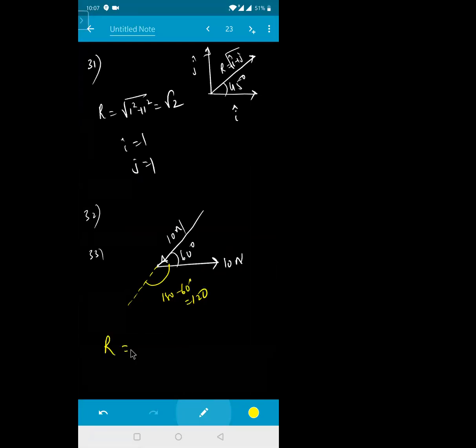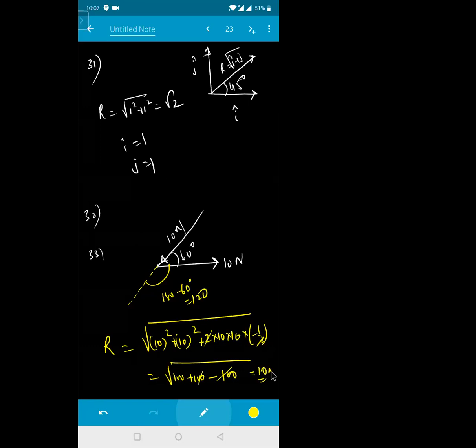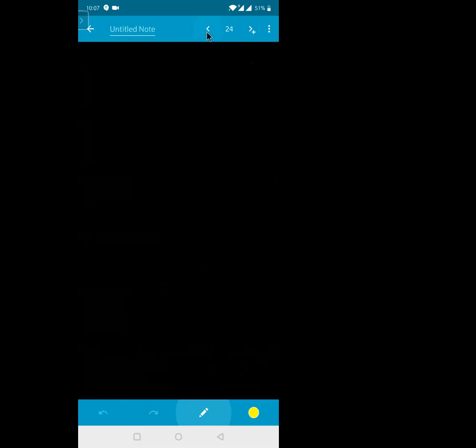So the resultant is the square root of 10 squared plus 10 squared plus 2 into 10 into 10 into cos 120. Cos 120 is how much? Minus 1 by 2. The 2 and this 2 cancel, so simplify it and we get the answer. How much is the total? 10 squared is 100 plus 100, plus minus minus, this one is 10 into 10. This will be equal to 100. So root 100 means this will be equal to 10 Newton. Okay? 32 is over. 33 is also over.